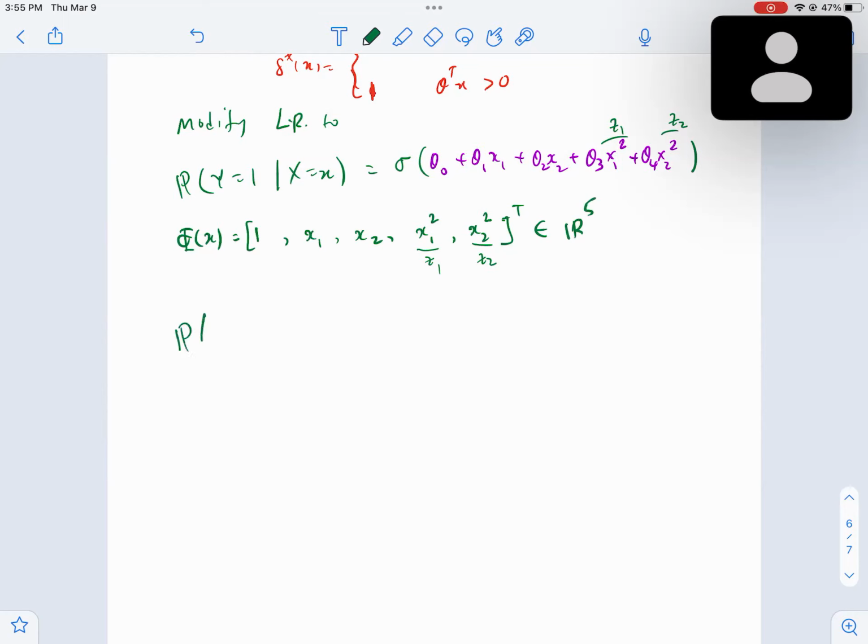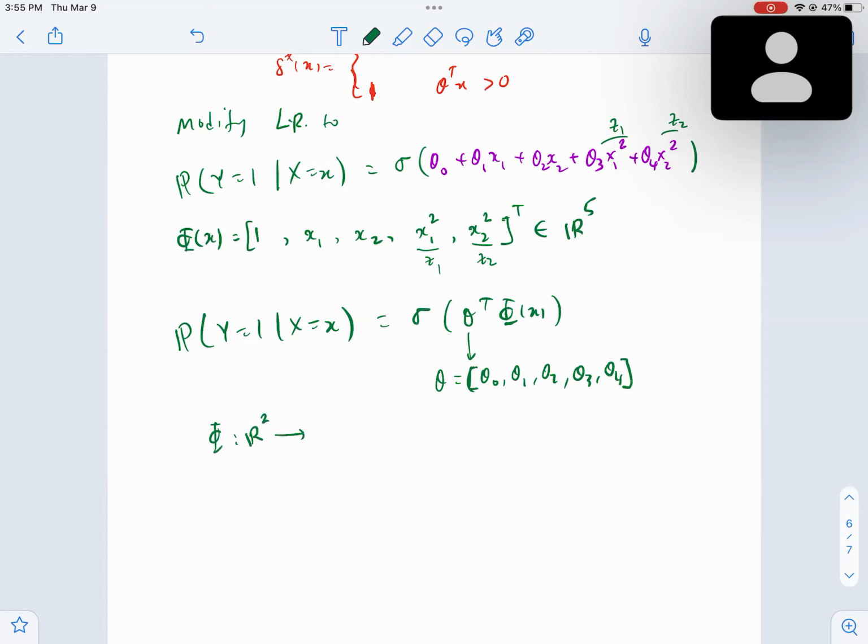My model is really sigma of theta transpose times phi of x. So this theta is theta 0, theta 1, theta 2, theta 3, theta 4. And this phi of x maps R2 to R5. Something like this is called a feature map.